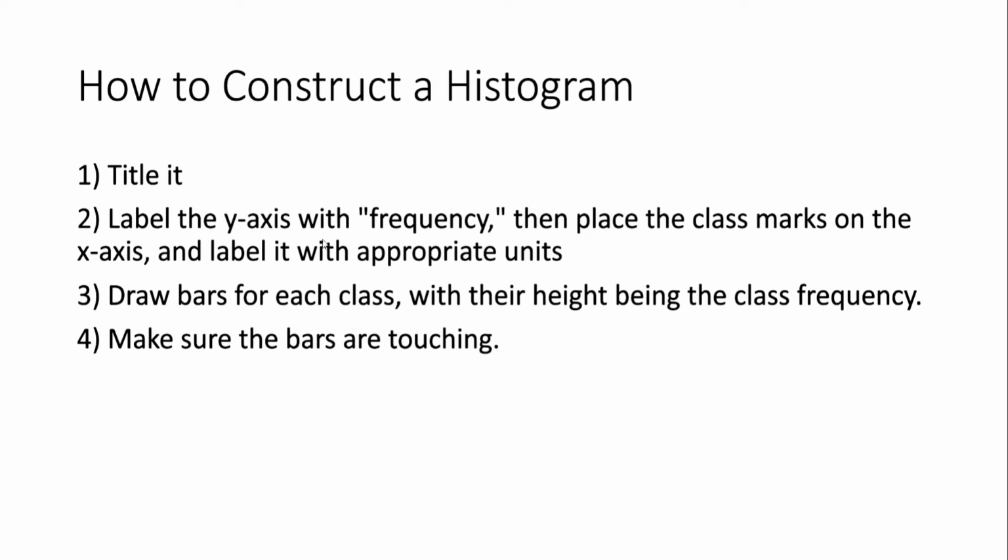Second, label the y-axis with frequency, then place the class marks on the x-axis and label it with the appropriate units. 3. Draw bars for each class, with their height being the class frequency. 4. Make sure the bars are touching. And this is one important difference between a histogram and a bar graph. With a bar graph, the bars are not touching, and you can make bars for separate categories. For histograms, your bars have to be for ranges of data, and they do have to be touching.